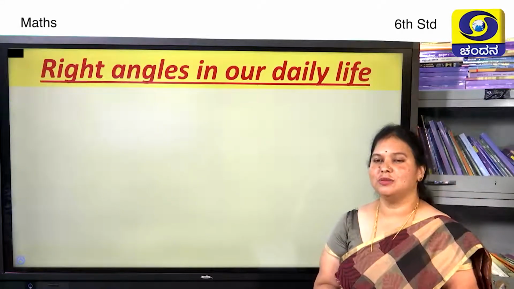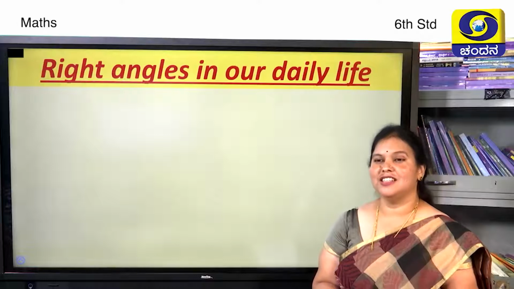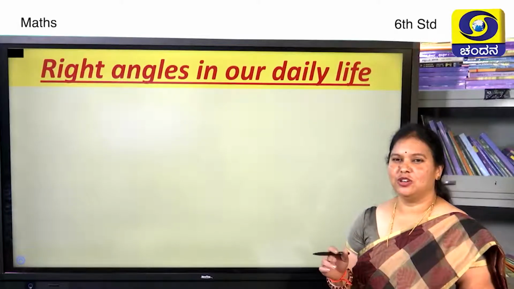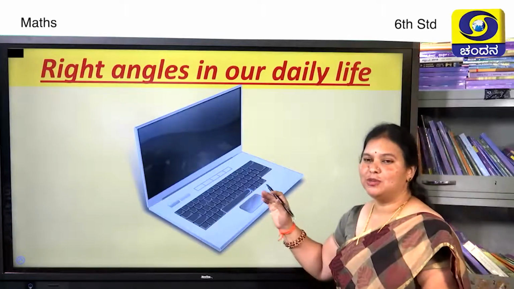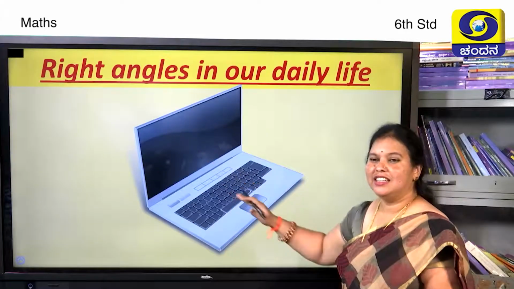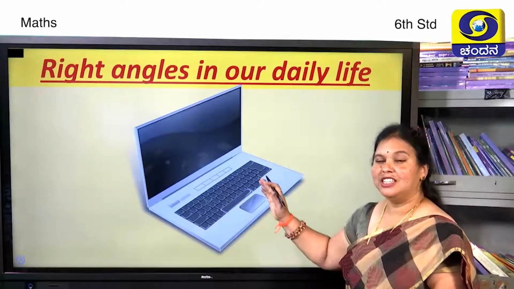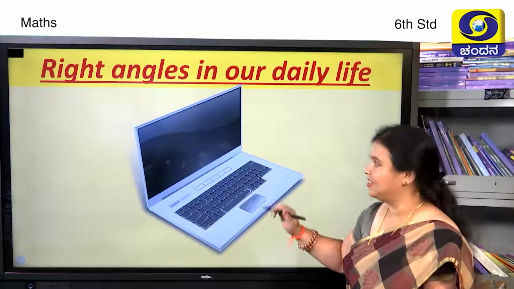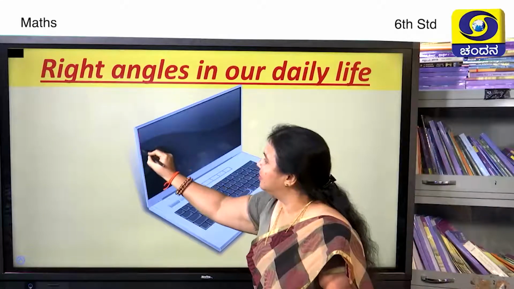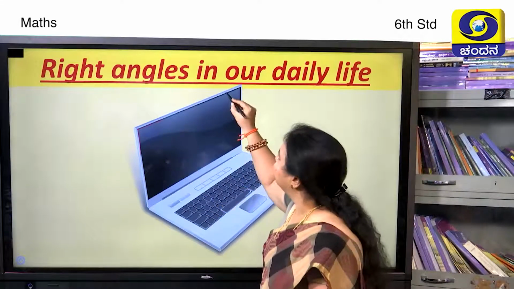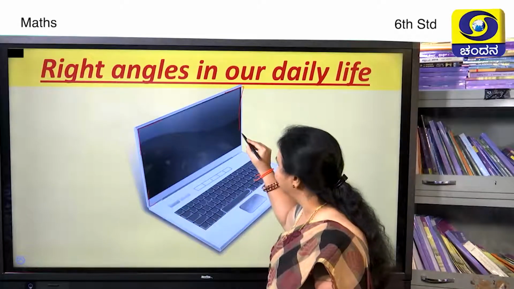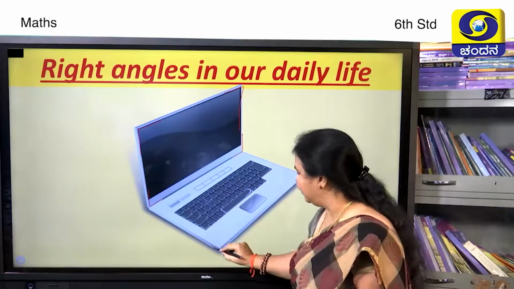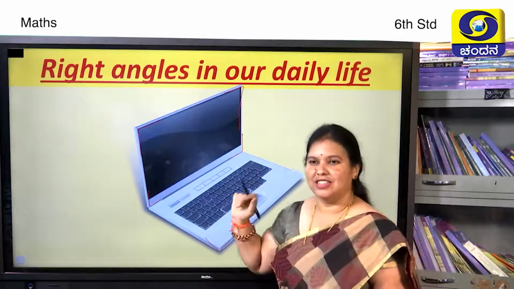Here we have some examples for right angles in our daily life. It's very common in our daily life. See, it's a laptop. Here you observe the screen and the edges of the laptop. Here you can find many right angles. For example, this is also a right angle. This is also a right angle. Here also you can find. Here also, like this you can find right angles.